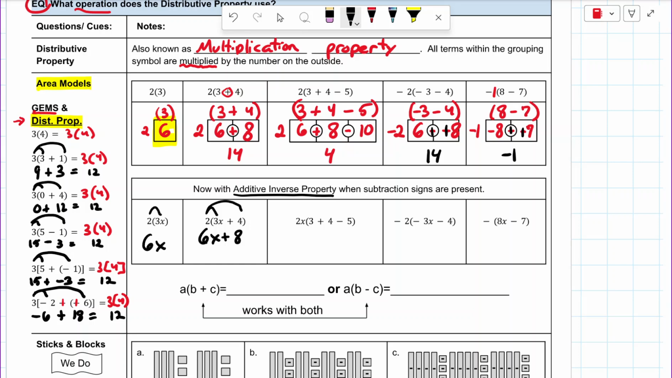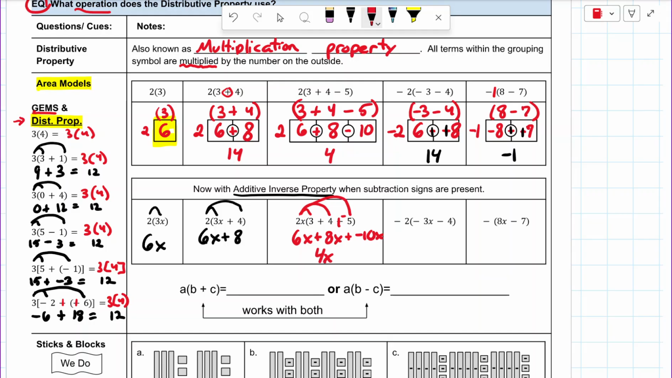Then we're going to move on here, and we do see a subtraction sign. So we're going to use additive inverse on that. And then we're going to do 2x times 3, 2x times 4, and 2x times -5. So 2x times 3 is 6x, and 2x times 4 is going to be 8x, and 2x times -5 is going to be -10x. Now those are all like terms, and so you can combine them. 6x and 8x is 14x, and 14x plus -10x is actually 4x's left over.